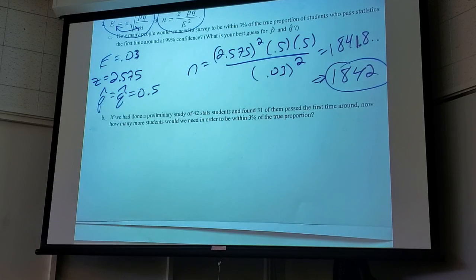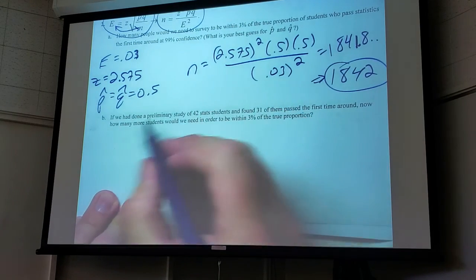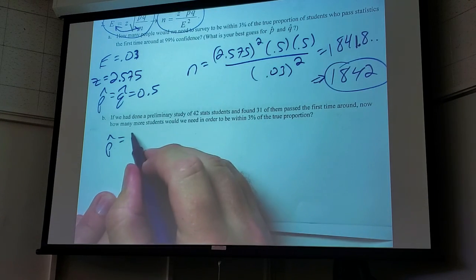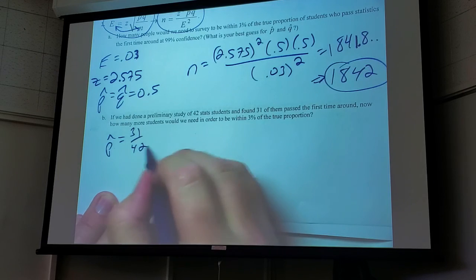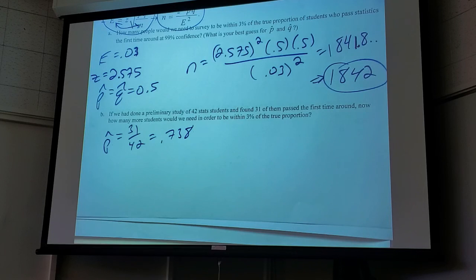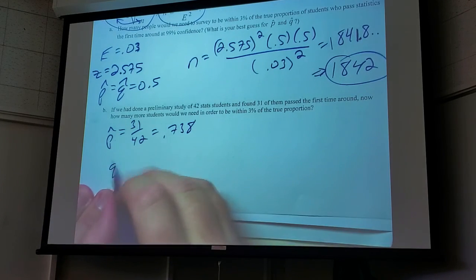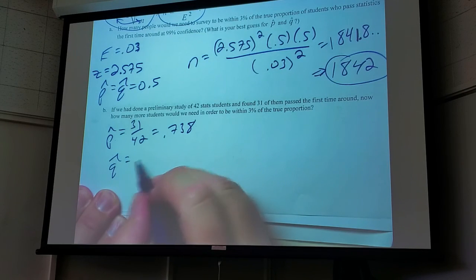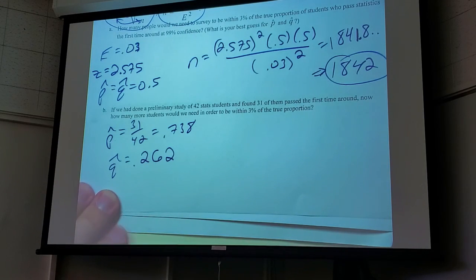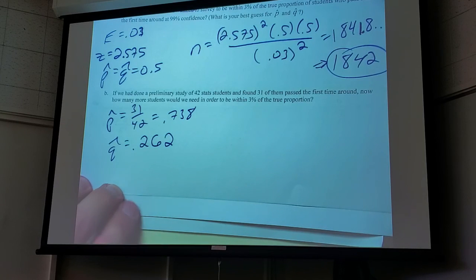Yes. So it's the same problem as part A, but this time we did something. We did a little study. What's p hat? 0.738. So I don't have to guess it's 50-50. Now I know what it is. So what's q hat? 0.262. Cool. And now we do the exact same formula. We just don't put the guess. We put what we know.